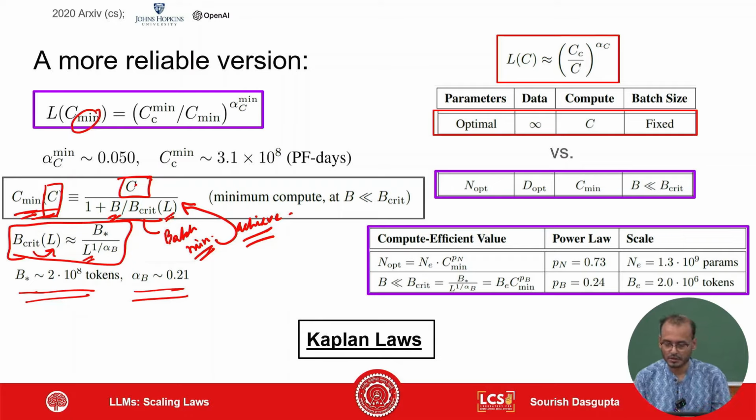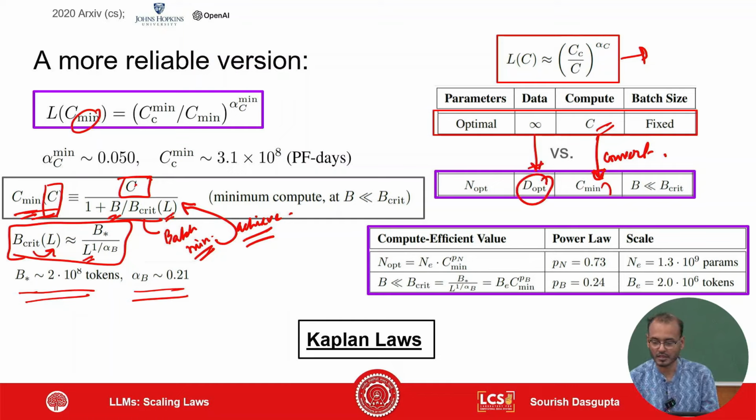So basically, this is the usual C, where the compute is C. You convert that into C-min. So get that converted into a C-min. So instead of infinite amount of data, you calculate the d-opt, the optimal amount of data, and instead of a fixed batch size, you take a B that is a lot less than the critical B.